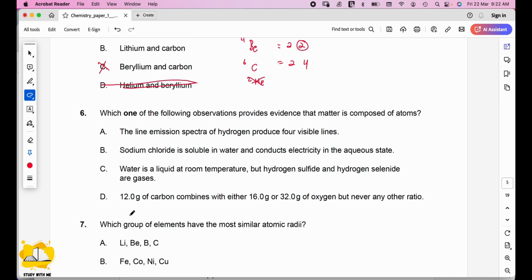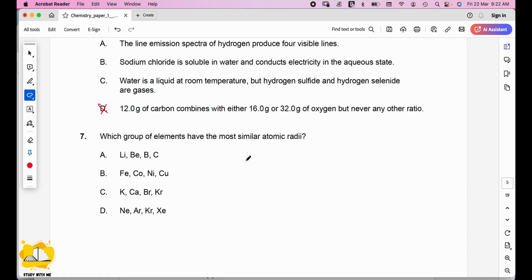And for number 6, which one of the following observations provides evidence that matter is composed of atoms? From the answers A, B, C, D, the answer will be D. Answer A is more about protons or atomic structure or spectrum of energy. B is to check the presence of ionic bond. And C is also to check the structure and bond. So the answer is D.